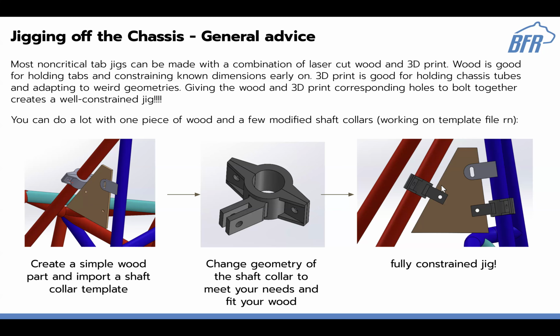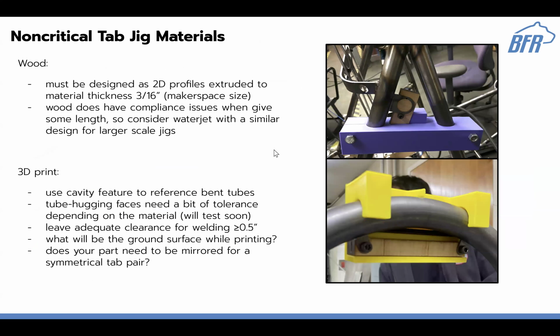considerations that make this design a bit better, and why you might choose wood in certain areas versus 3D prints and whatnot. For our non-critical tab jig materials, like you just saw, we can use a lot of wood and 3D prints. For wood, I mean, we can buy other kinds of wood, but your main thing is you'll be using 3/16 inch thick wood. This is just the given makerspace thickness.